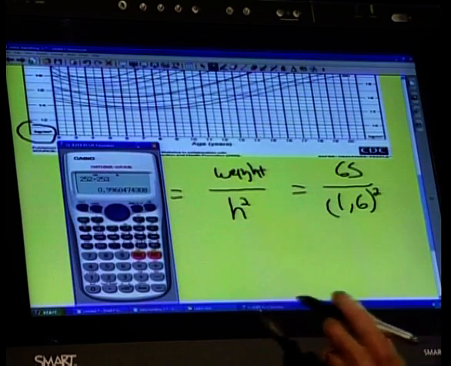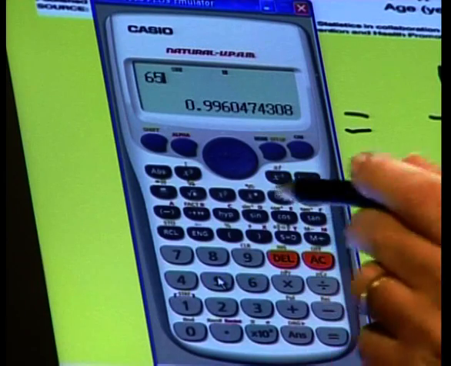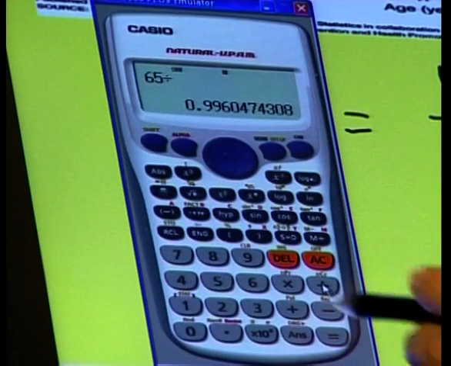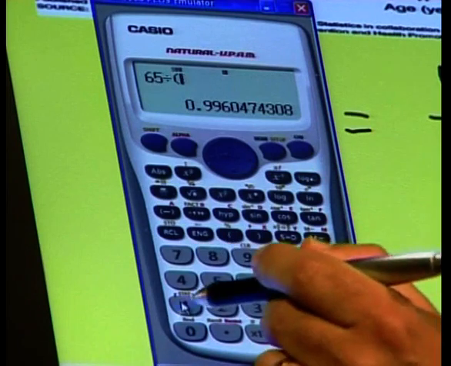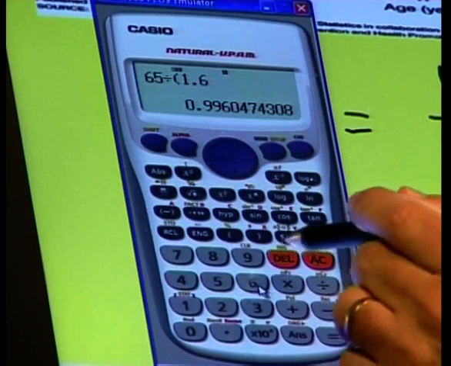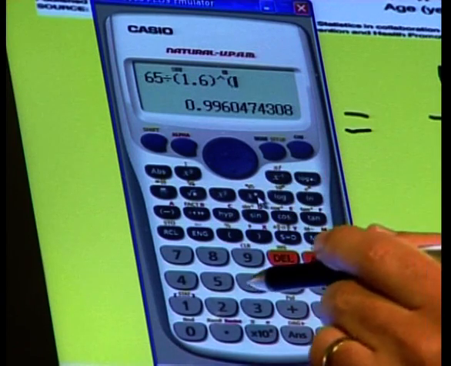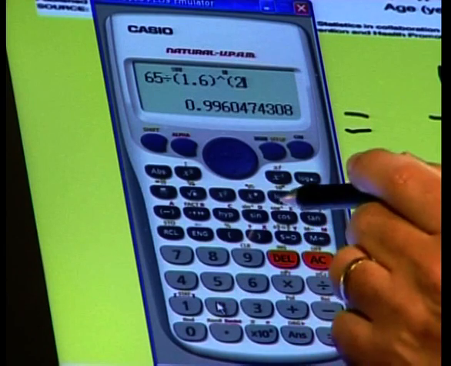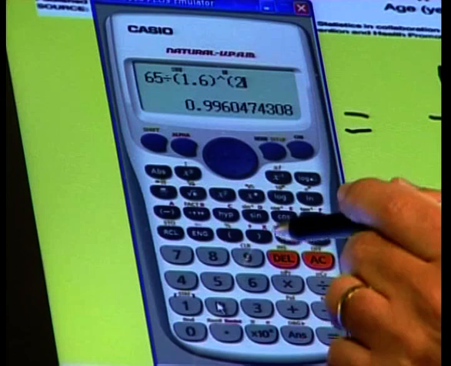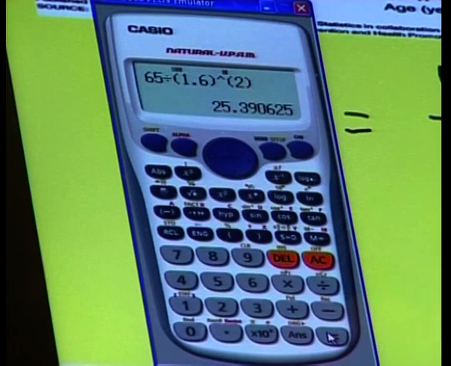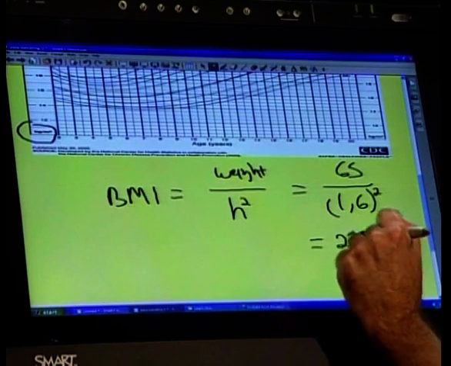Going to the calculator, 65 divided by 1.6, and we want to square that, to the power 2. The answer comes out at 25,3. If we rounded it up, it's actually going to be 25,4. So let's do that, 25,4.